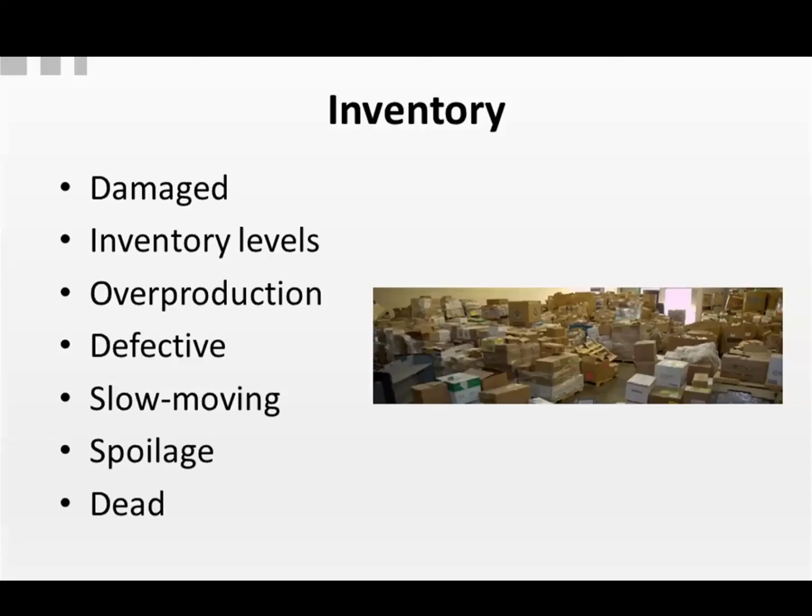And some examples of that are damaged inventory in our warehouse, and inventory levels that are too high. As a result, you have inventory that's stuck that you can't sell. So defective inventory, if you overproduce. You have slow-moving inventory, spoilage, so if you have any inventory that has risk of spoiling, and dead inventory that you just can't sell.